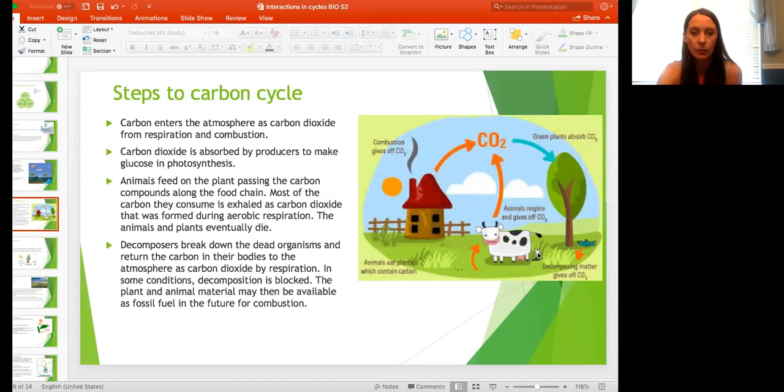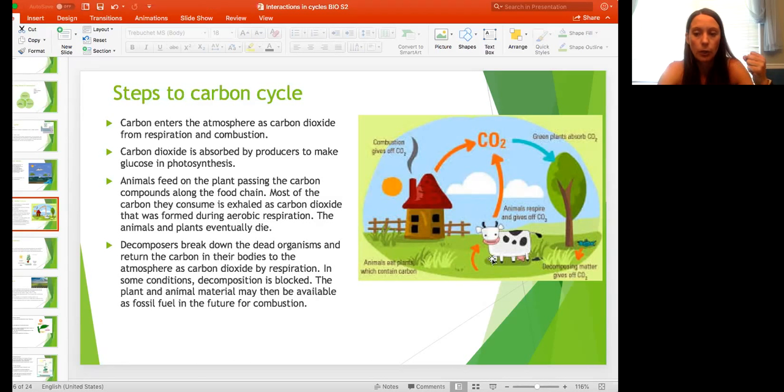And then we get back to our animals. As you see here, that CO2 is absorbed by plants. The cows graze on the grass all day long. Grass is a producer, and so they're eating those plants, passing carbon compounds along the food chain. Most of the carbon that they consume is exhaled as carbon dioxide that was formed by what we call aerobic respiration.